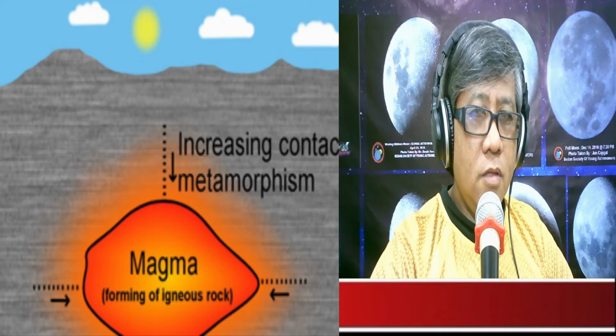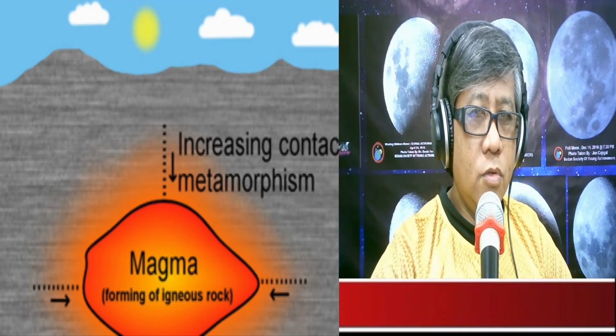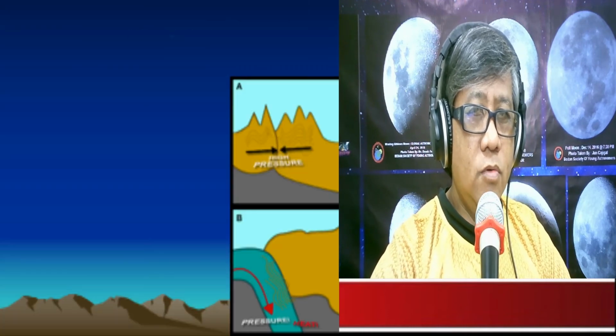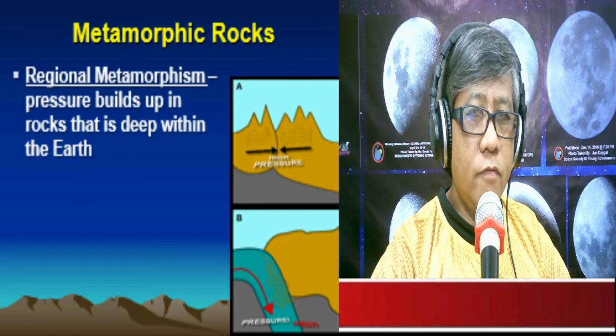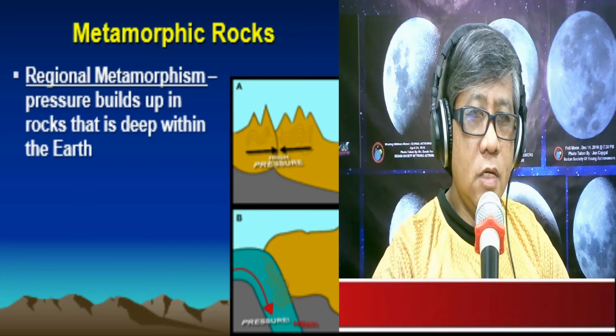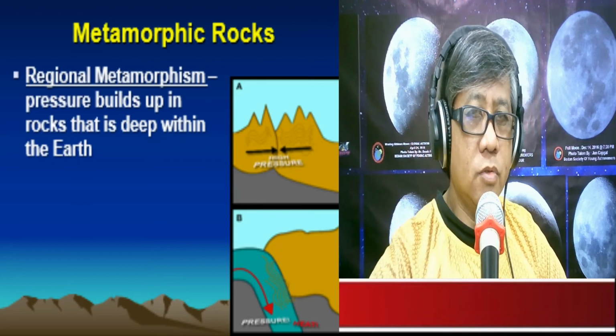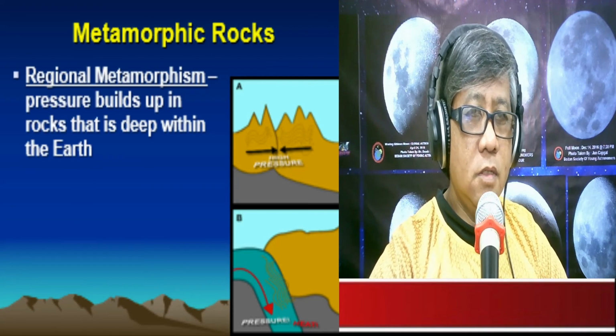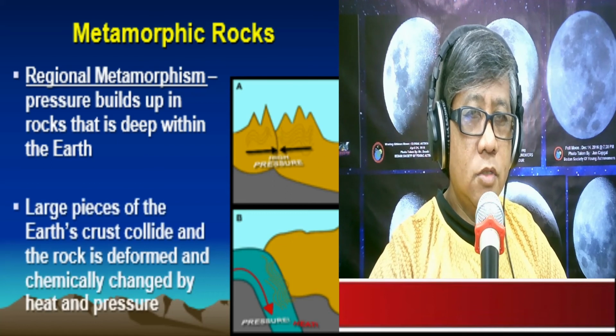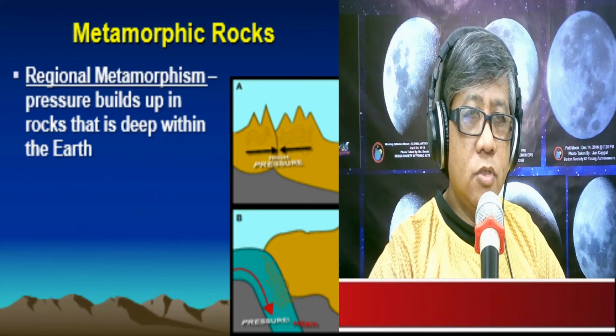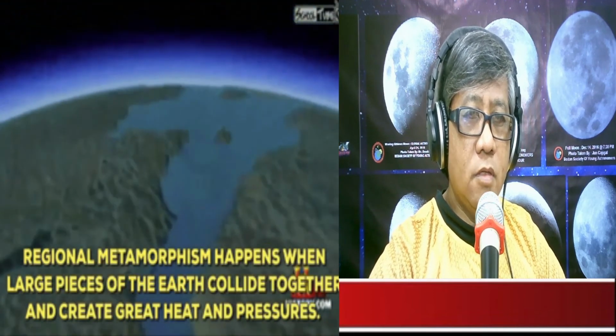Now, another way in which rocks are converted into metamorphic rocks is known as regional metamorphism. Regional metamorphism involves changes in pressure. This time, pressure is involved. Pressure builds up in the rocks deep within the earth. Large pieces of the earth's crust collide, and the rock is deformed and chemically changed by heat and especially pressure. So that is regional metamorphism.